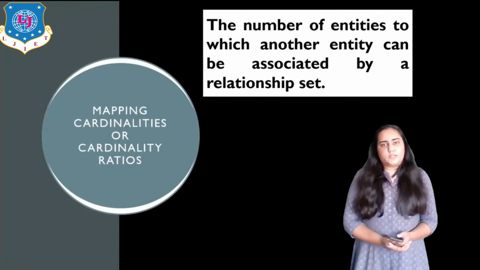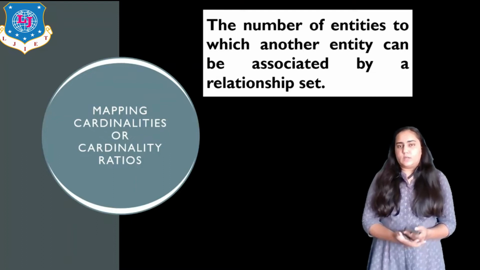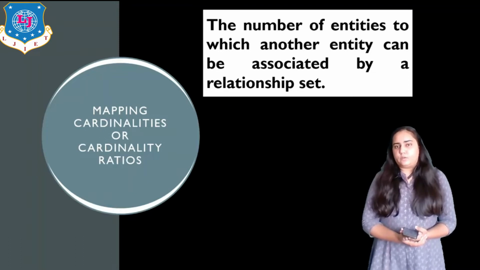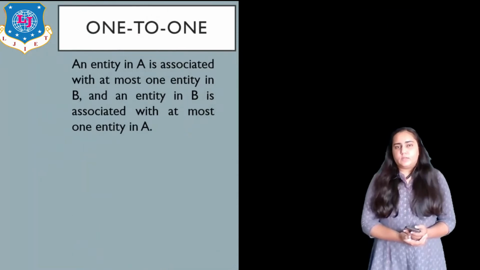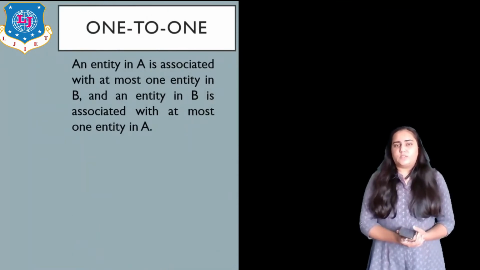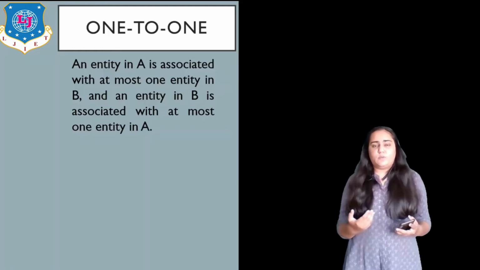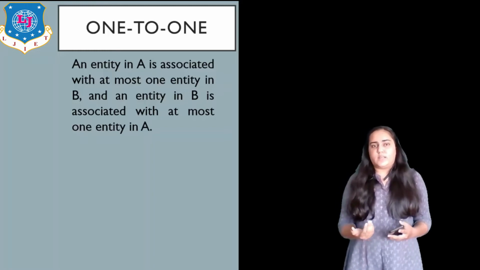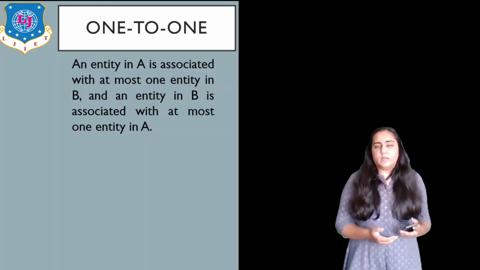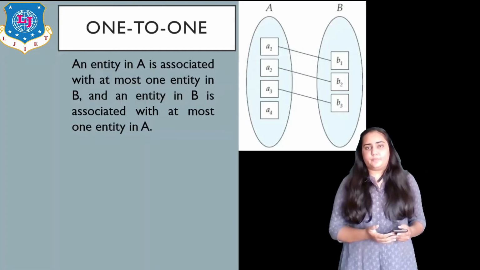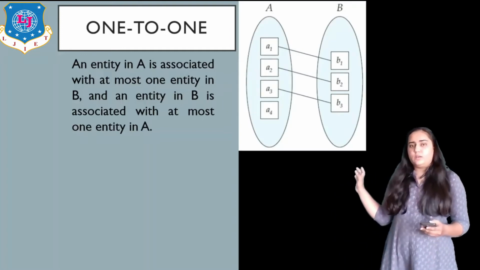So mapping cardinalities or cardinality ratios, this is where the number of entities to which another entity can be associated by a relationship set. Let's take a look at some examples. One of the cardinalities is known as a one-to-one cardinality. In this, an entity in a set A is associated with at most one entity in set B, and an entity in set B is associated with at most one entity in set A. It sort of looks something like this.